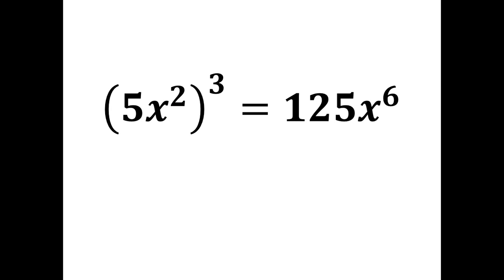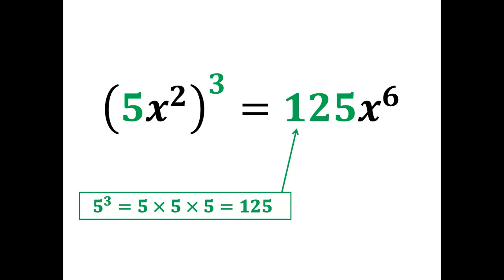Alright, so here's what's happening. We have inside brackets 5x squared all raised to the power of 3. How do we get 125 times x to the power of 6? Well, to get 125 we have to go 5 to the power of 3. 5 to the power of 3 means 5 times 5 times 5, and that gives us 125.